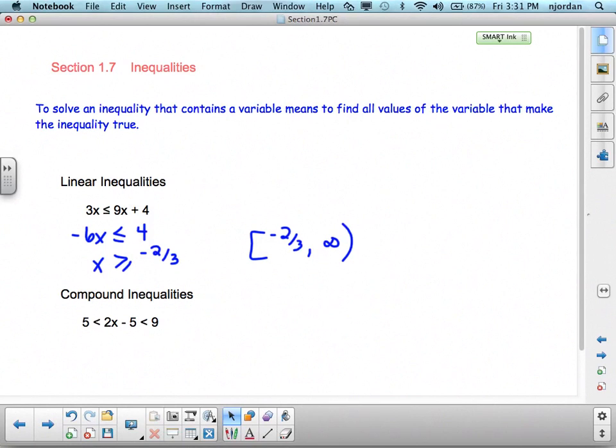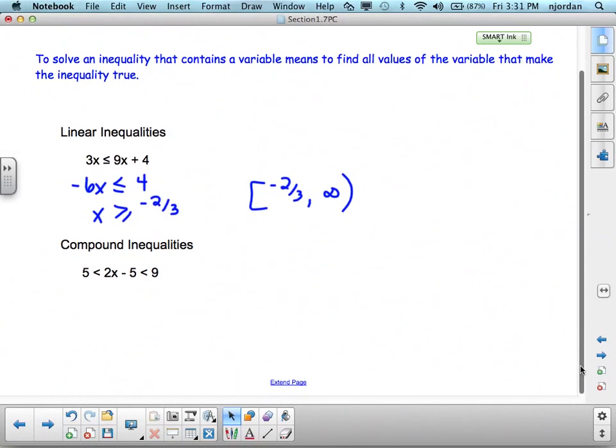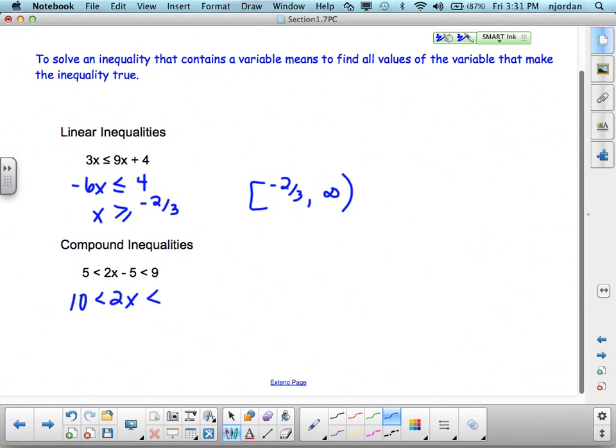All right, compound inequalities is when we have two or more inequalities at the same time. So here, just make sure when you're solving, you add 5 to all three regions. So we're going to add 5 here, here, and here. Okay, and then same thing goes for the 2. We're going to divide everything by 2. So we end up getting x is between 5 and 7.